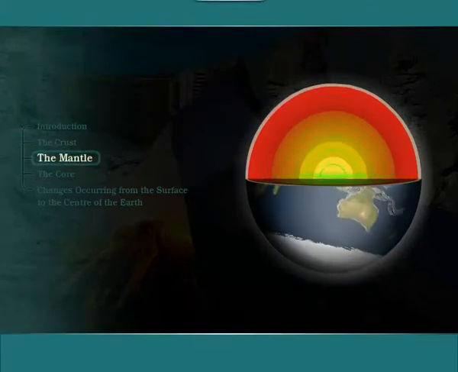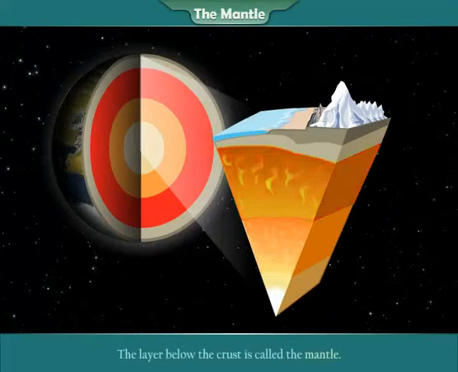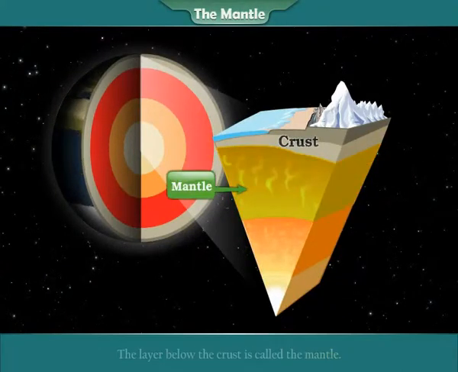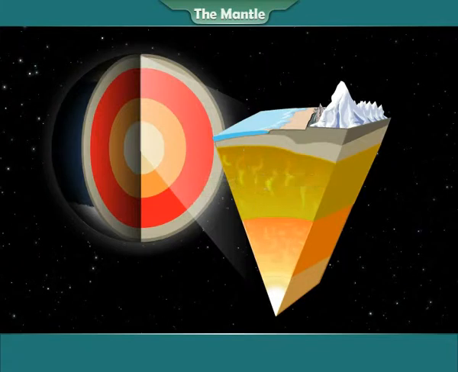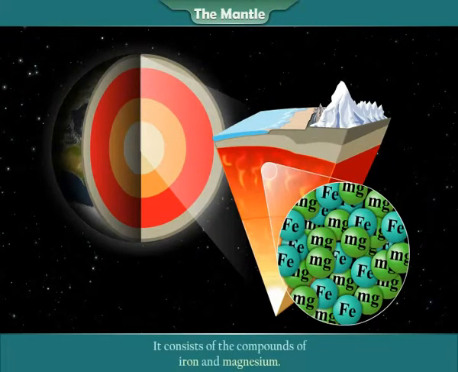The mantle. The layer below the crust is called the mantle. The thickness of this layer is about 2,870 kilometers. It consists of the compounds of iron and magnesium.